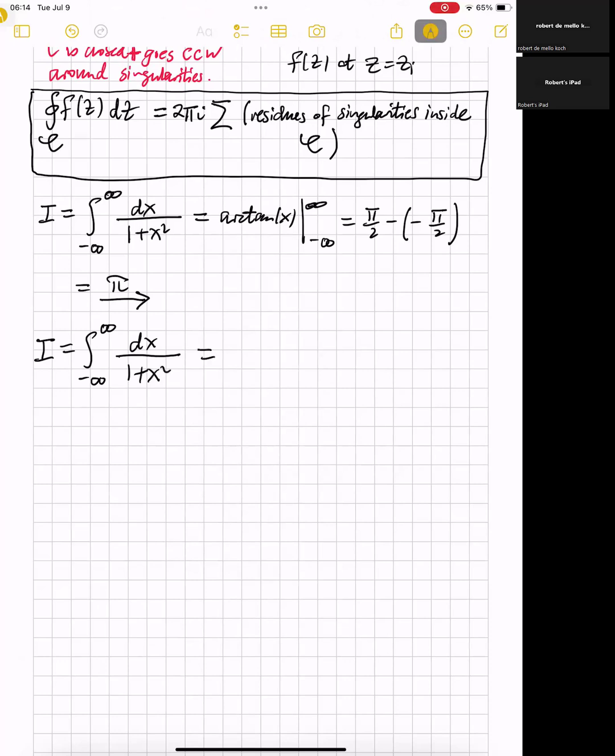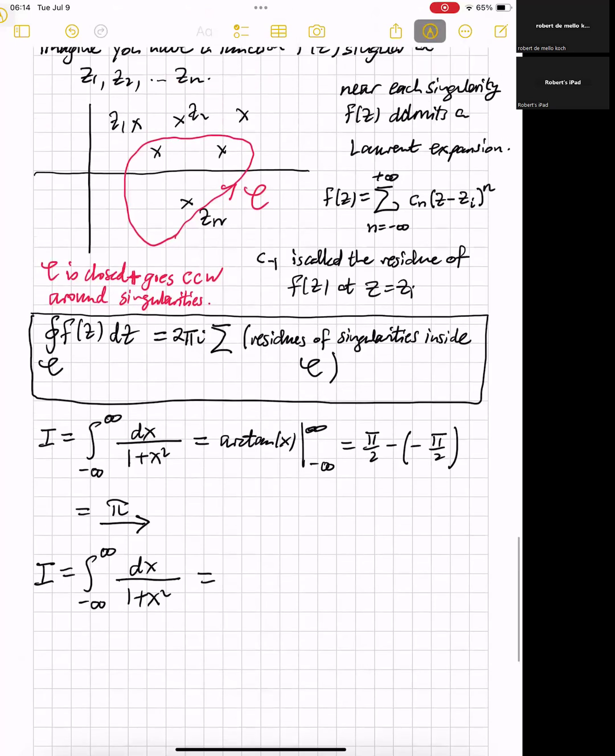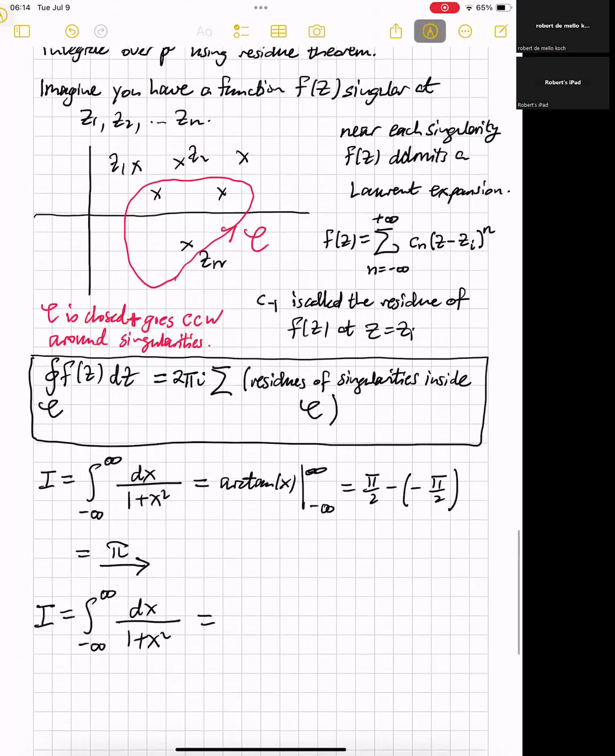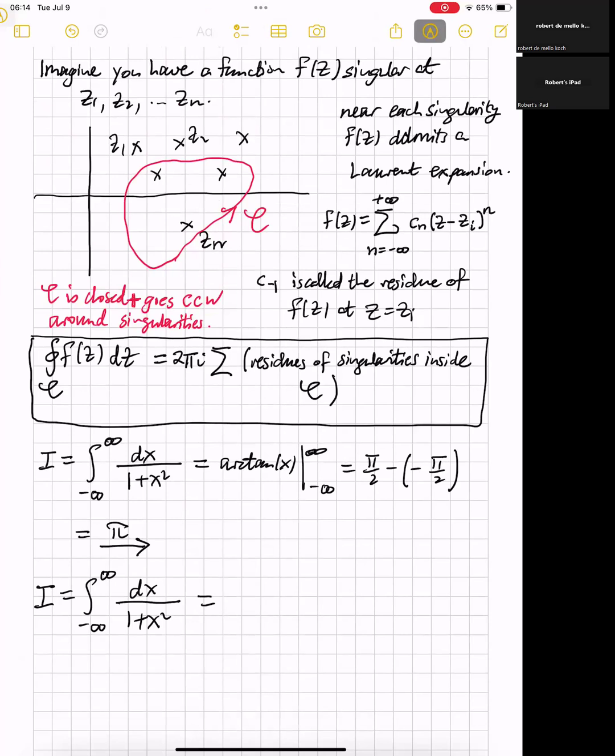Now, we know from the residue theorem that all of the contribution comes from singularities. So where are the singularities of this integrand? Well, we've got an integral from minus infinity to infinity. We can write this as dx over x plus i times x minus i. So what you can see is this integrand does indeed have singularities. It's got singularities at plus i and minus i.